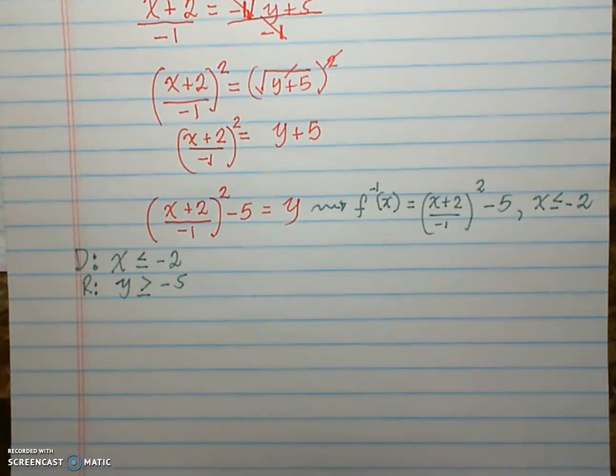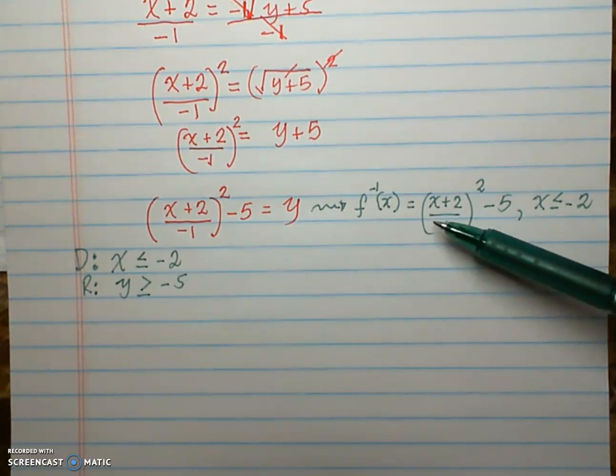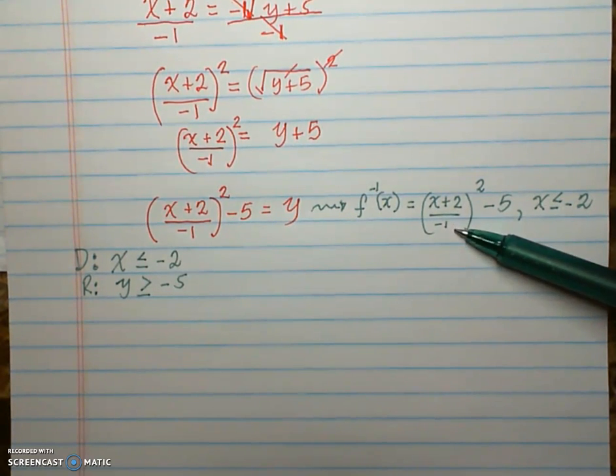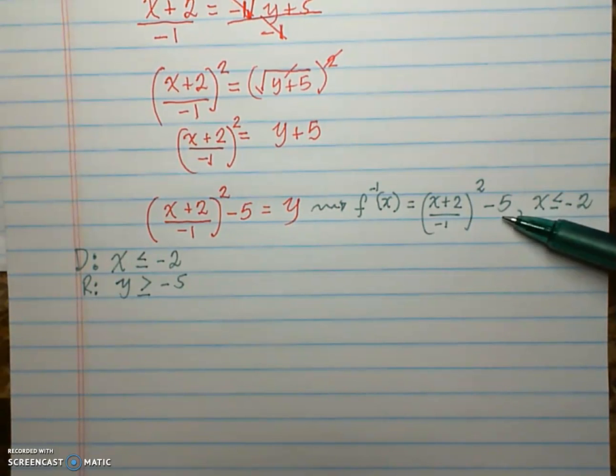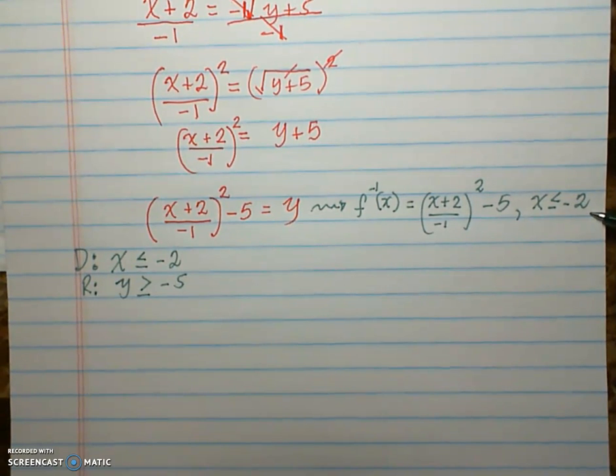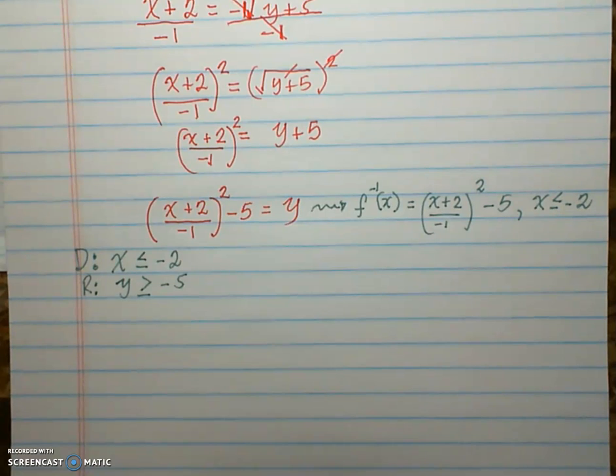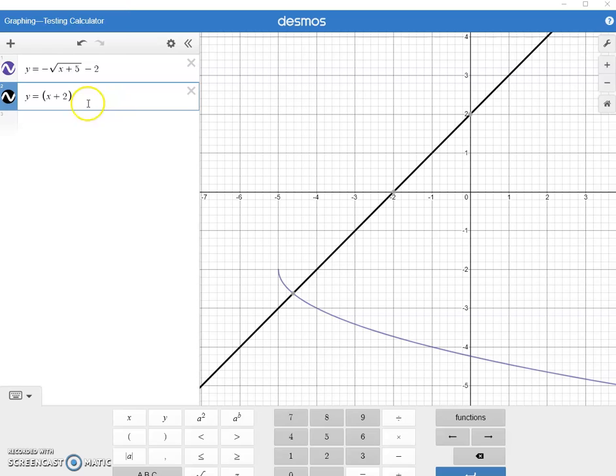All right, so this is our final answer. It is inverse function of x is x plus 2 over -1, all in parentheses squared, minus 5 with the restriction of x less than or equal to -2. Let's go ahead and confirm this using Desmos.